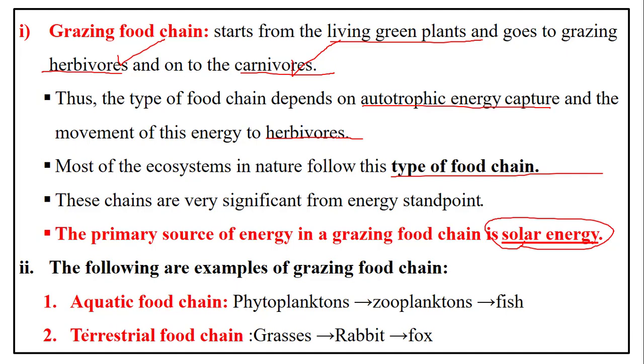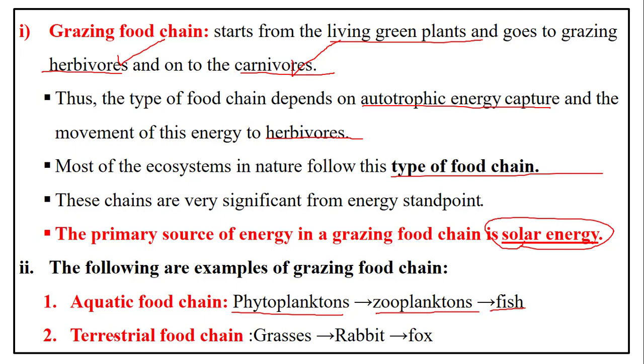Aquatic food chain, for instance, phytoplankton, these are the plants, can go to zooplankton, that is animals. Zooplankton can consume animals that are found in the oceans and water environment, and finally the fish will consume or can use in the food chain.